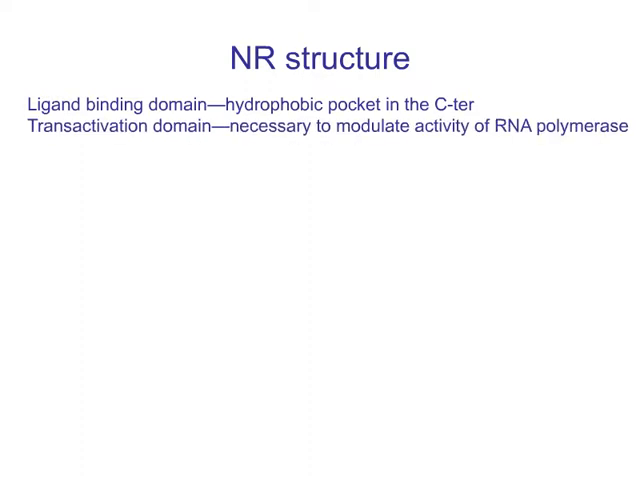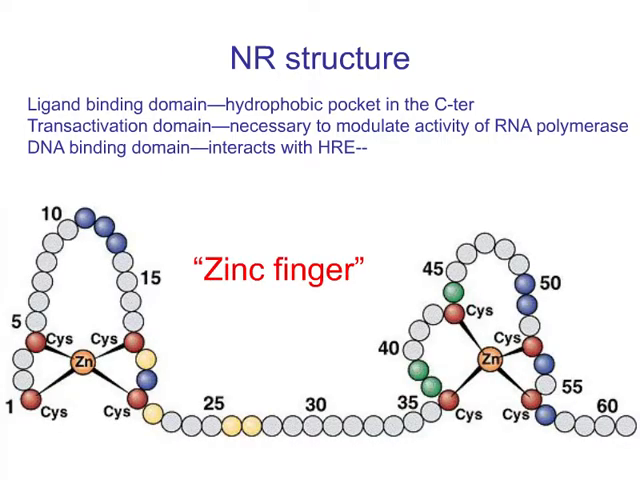All members of the nuclear receptor superfamily share common structural domains, which include a ligand binding domain in the C-terminus, which is a hydrophobic pocket that interacts with the ligand for that receptor, a transactivation domain, which is necessary to modulate the activity of RNA polymerase and thus control the expression of specific genes, and a common DNA binding domain to interact with hormone response elements. This is what's known as a zinc finger DNA binding domain.